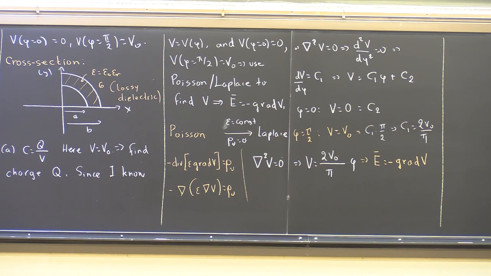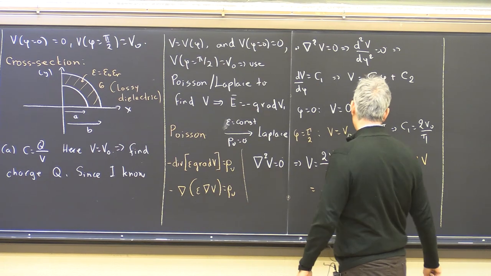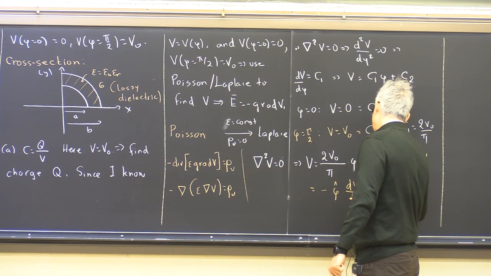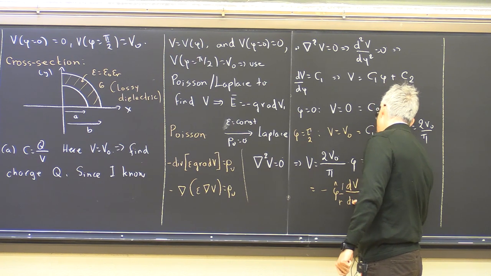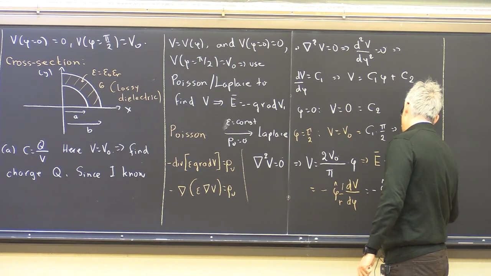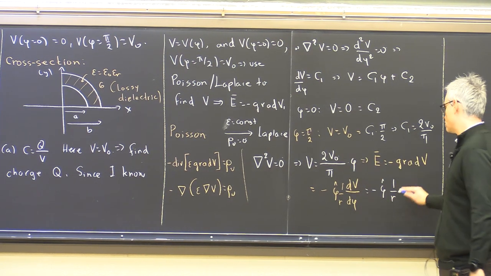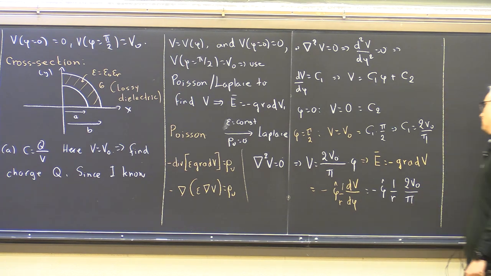Again, the gradient, if you look at the eighth sheet, has three terms. However, here my V depends only on phi. So only the d by d phi is active in there. All the other ones are zero. So the one relevant term will be minus phi hat 1 over r dV over d phi. And that will give you minus phi hat 1 over r times dV over d phi, which, you see, V is linear, so it is 2V0 over pi. So you see now that the electric field points in the minus phi direction.